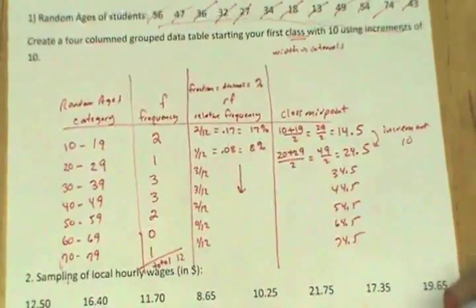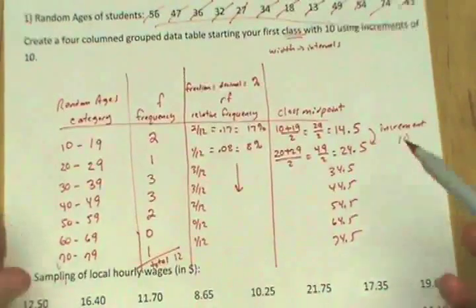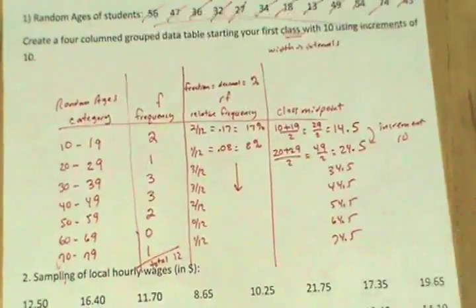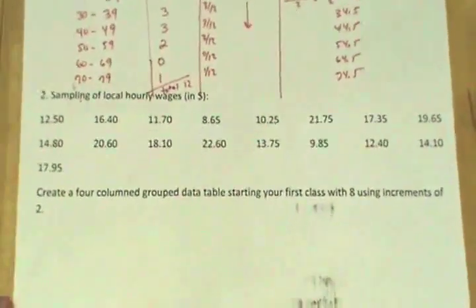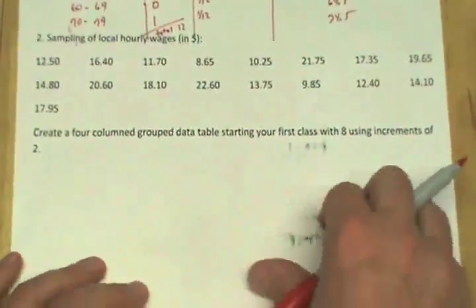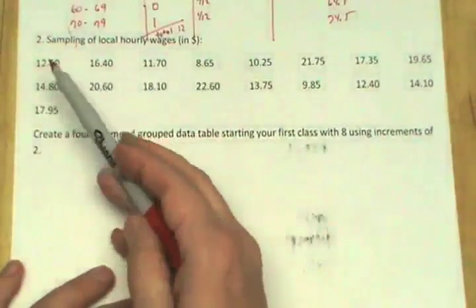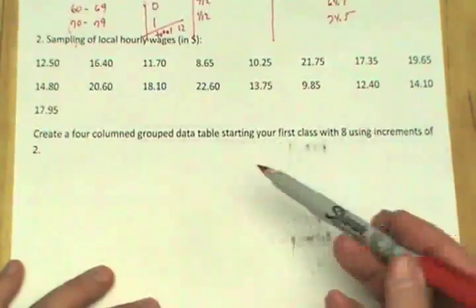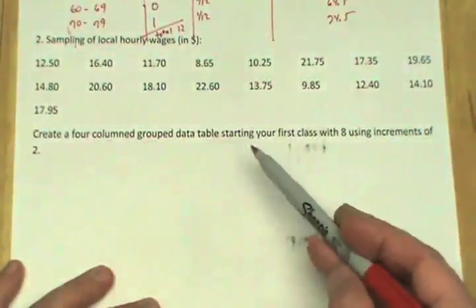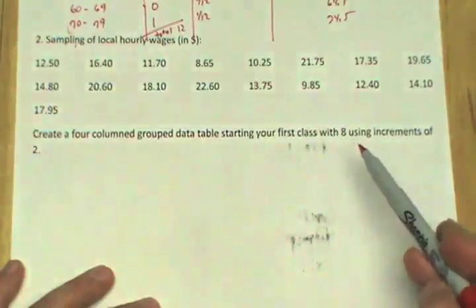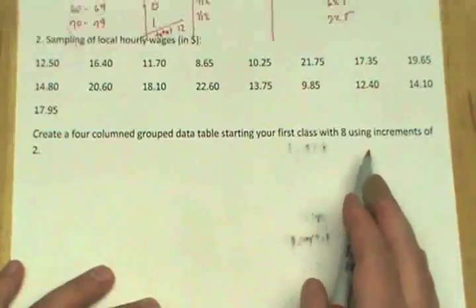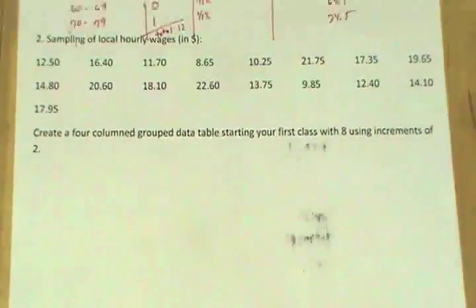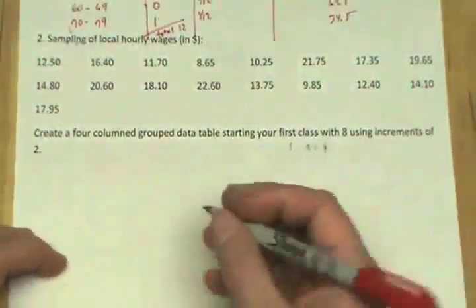What we're going to do is a bunch of examples from here, and as far as the video is concerned, I'm going to show you the question, then I'm going to actually do the answer. If you want to do the question first, for example, here's number 2. Here's a different set of numbers. For this one, we're sampling some local hourly wages. We have some hourly wages, $12.50, $16.40, $11.70, etc. And we want to create a 4-column grouped data table. We want to start the first class with 8, and we want to use increments of 2. This would be exactly the way it's worded on a test. If you want to do this problem first, stop the video, see if you can do it, and come back to see if your answer is right. I apologize for the smudge, but I'm going to do it for you.